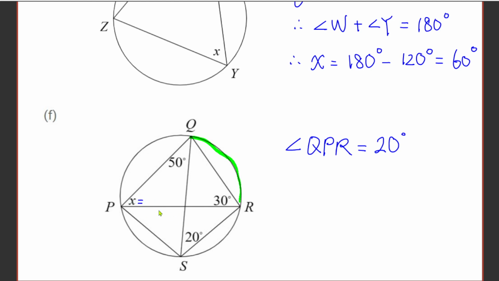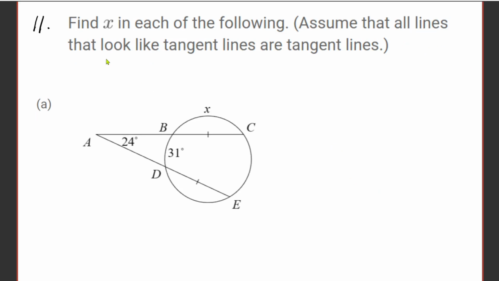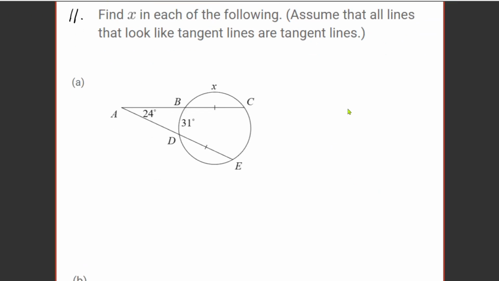Means X equals this angle here. Did you get it? You can directly write X equals angle QPR, which also equals angle QSR, and this is 20 degrees. Right? Any questions? Okay, then let's consider next one, question 11.